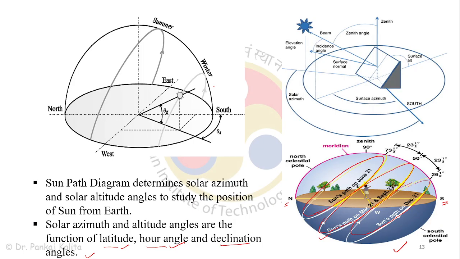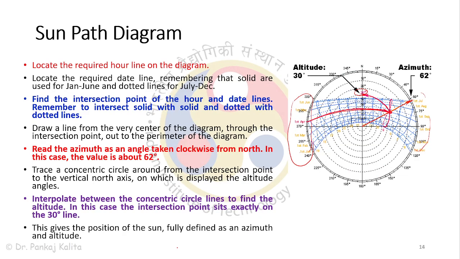Okay, so it basically gives the location of the sun in the sky in terms of two angles: the solar azimuth angle and the solar altitude angle. These parameters we can get from the sun path diagram to know the exact position of the sun in the sky. Both of these angles are functions of the various angles that we have discussed, like the latitude angle, hour angle, and declination angle.